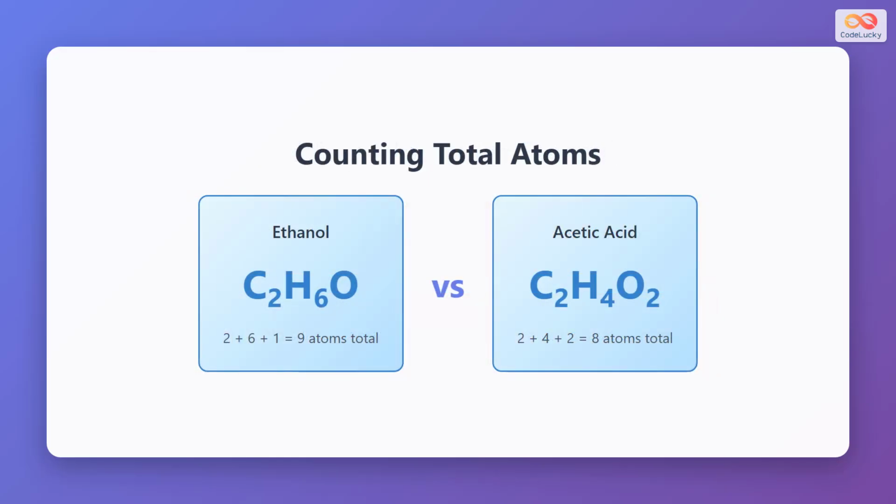You can count the total number of atoms in a molecule by adding up all the subscripts. Let's compare ethanol, which has the formula C₂H₆O, and acetic acid, which has the formula C₂H₄O₂. Ethanol contains 2 + 6 + 1, which equals 9 atoms total. Acetic acid contains 2 + 4 + 2, which equals 8 atoms total. Different molecules can have different numbers of total atoms.